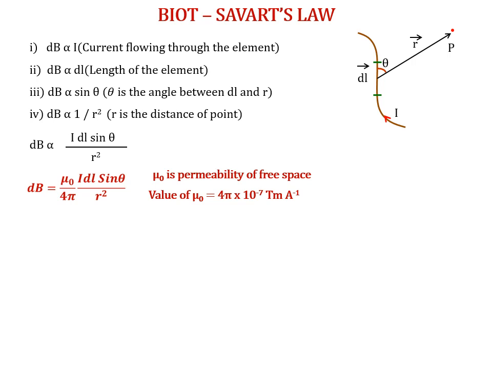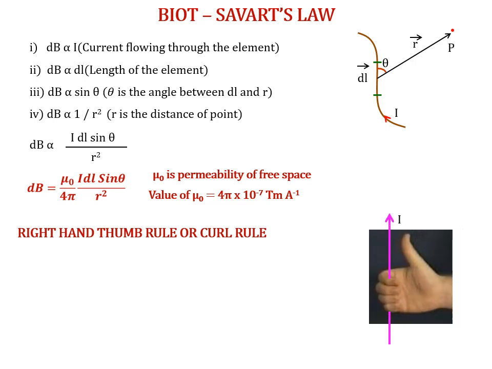To find direction, you can make use of right hand thumb rule. You have studied this rule in 10th class also. What we do is, we take a conductor and hold it in right hand such that the thumb points in the direction of current. Then the fingers curling the conductor will give you the direction of magnetic field. So magnetic field will be represented by the fingers that are holding the conductor, the fingers that are encircling the conductor.